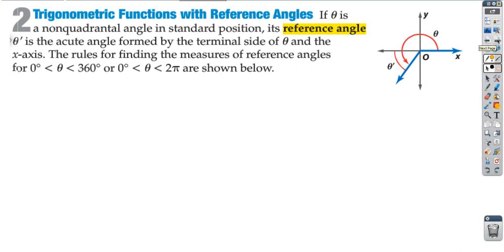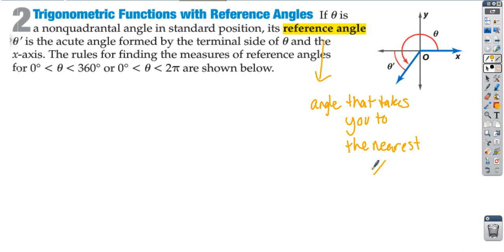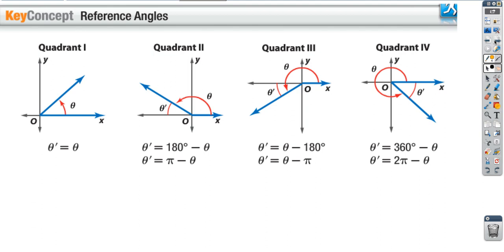Okay, the next thing, and this is an important topic, we want to talk about something called the reference angle. The terminology is a little bit complicated, but the easiest way to describe the reference angle is it's the angle that takes you to the closest x-axis, or to the nearest x-axis. And there's 4 possibilities. You could be in any one of the 4 quadrants. I'll show you how to calculate each of those.